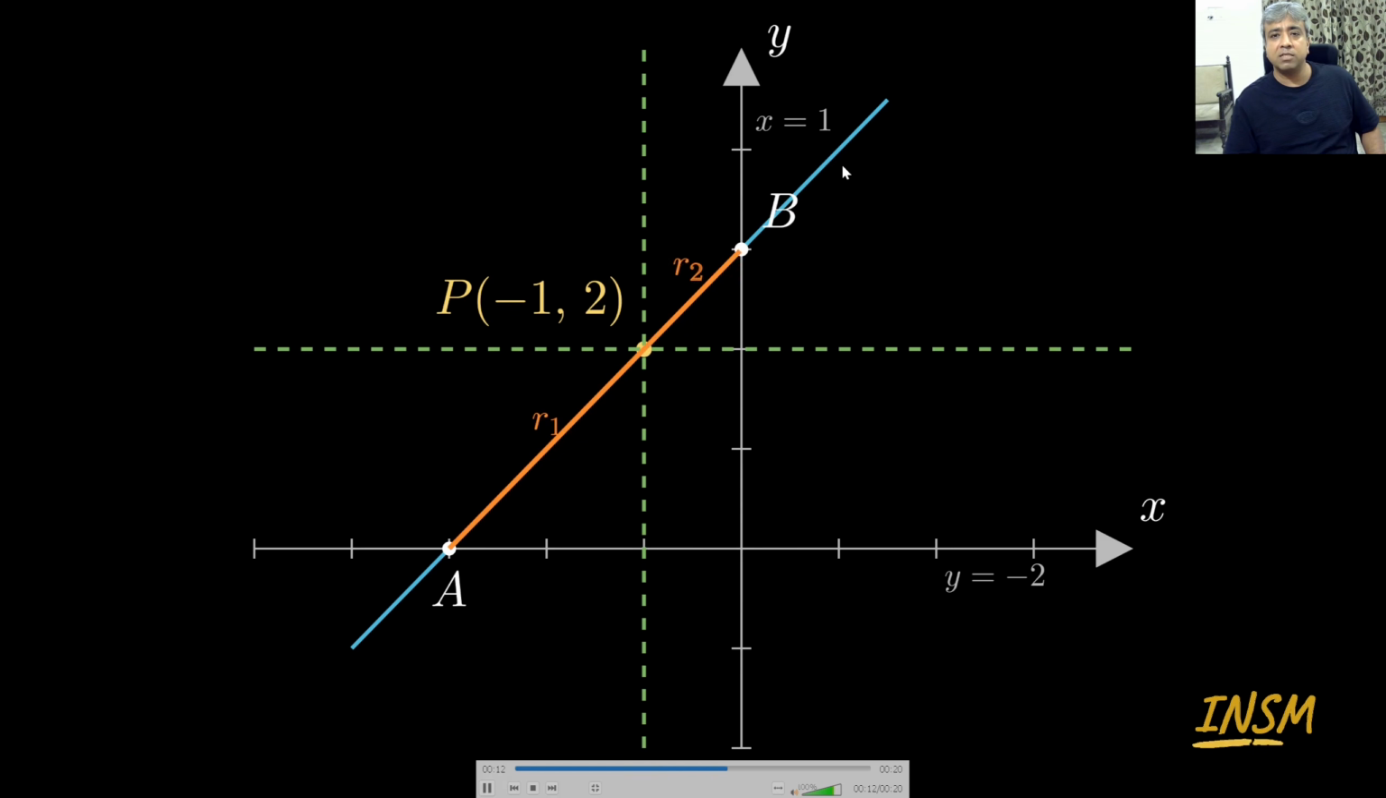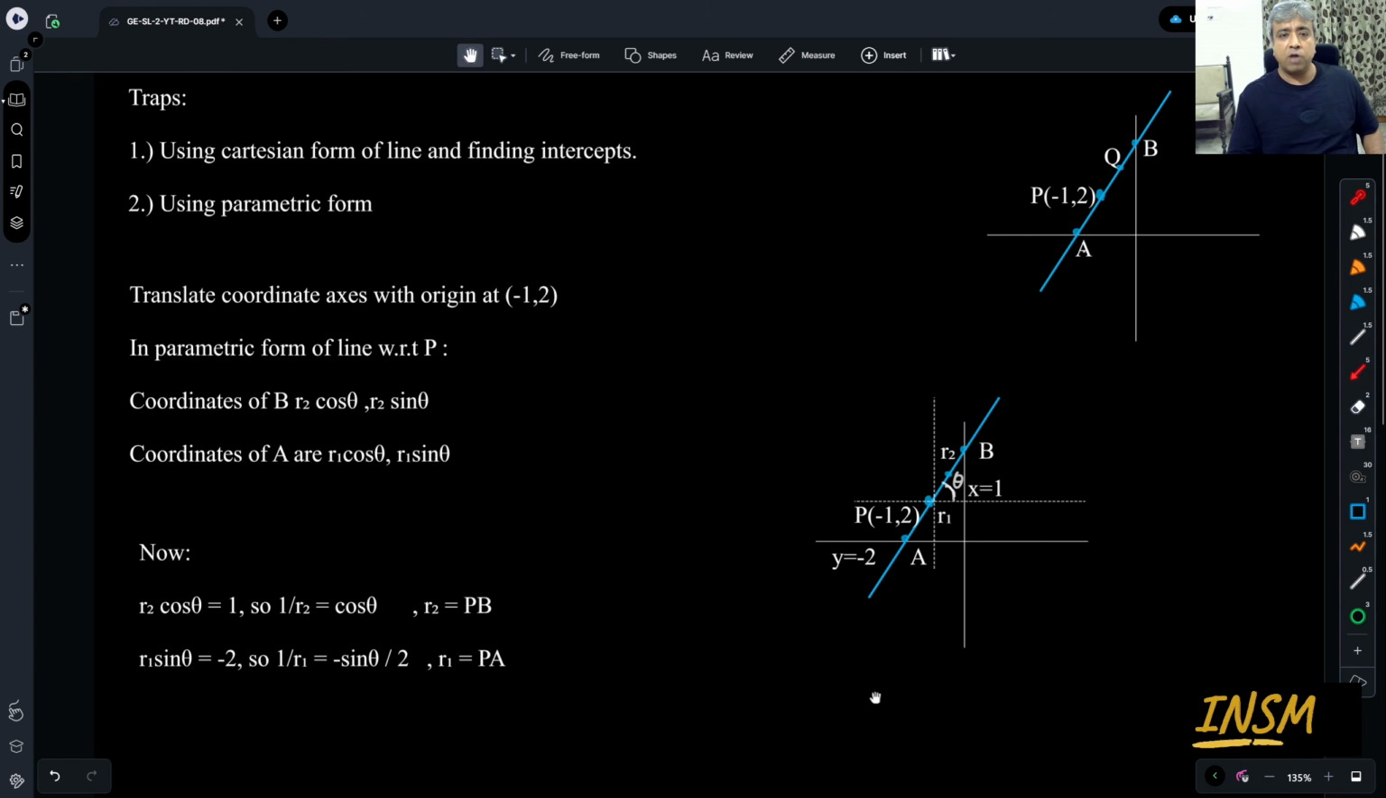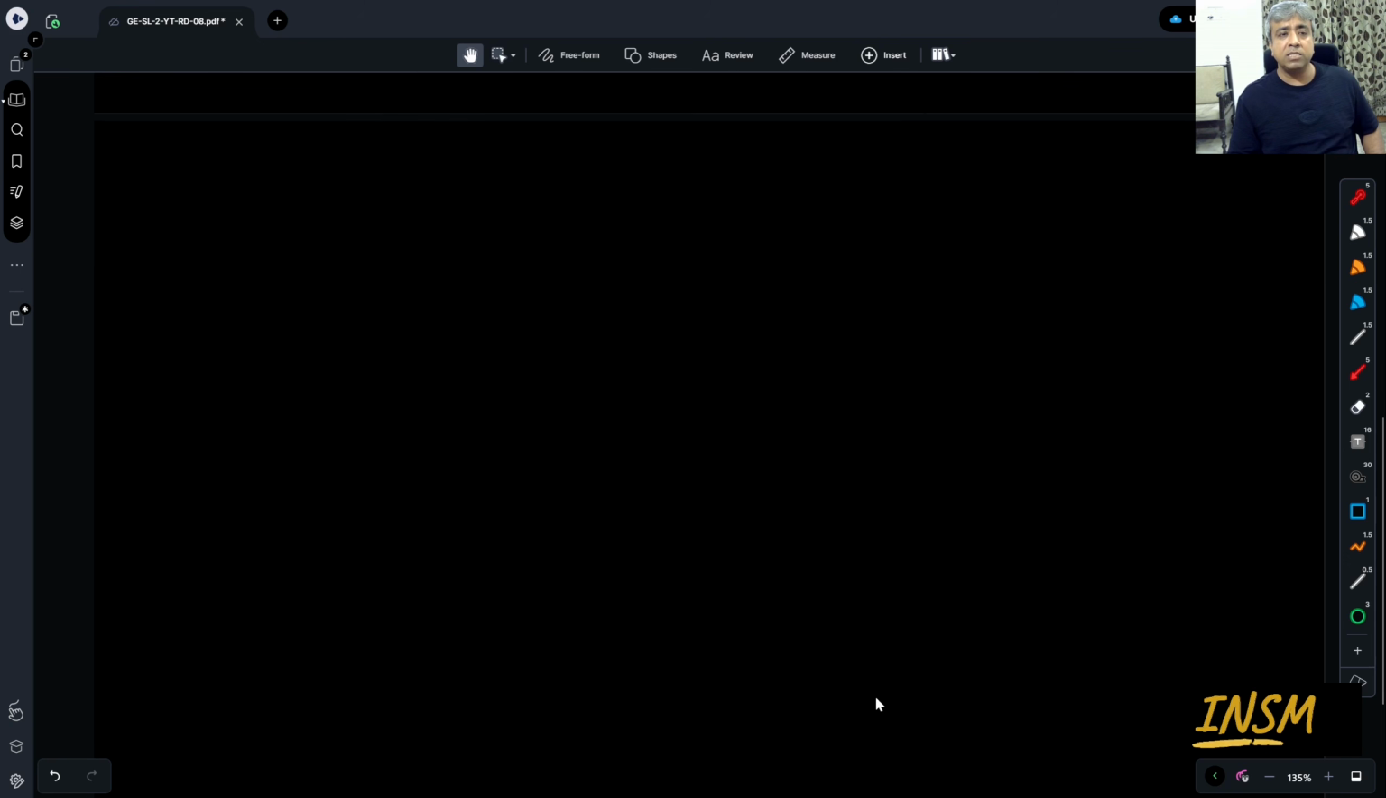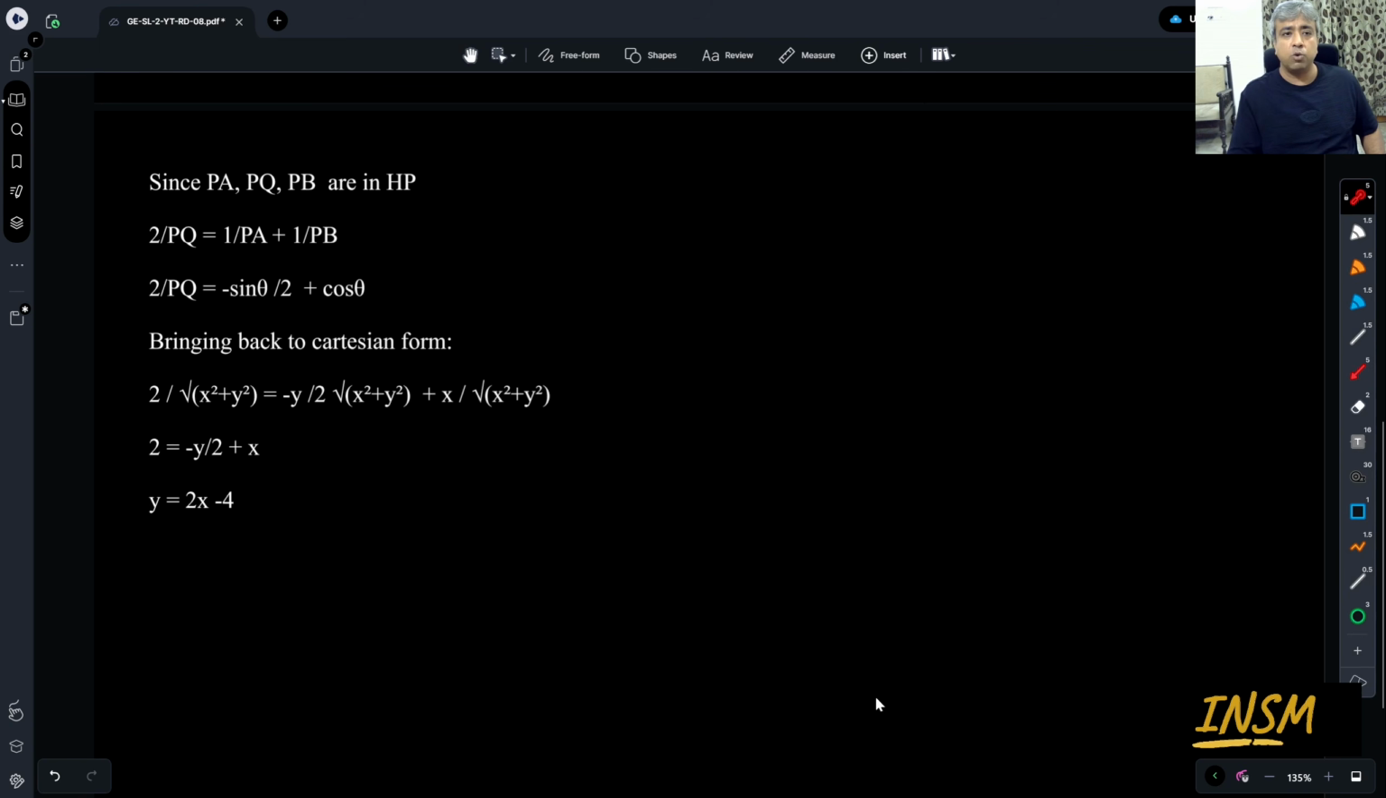And the old axis comes as x equal to 1, y equal to minus 2. This distance we have taken as R1, this as R2, and this as theta. So after getting 1 by R1 and 1 by R2, we put these ratios in the condition of the HP that was given to us.